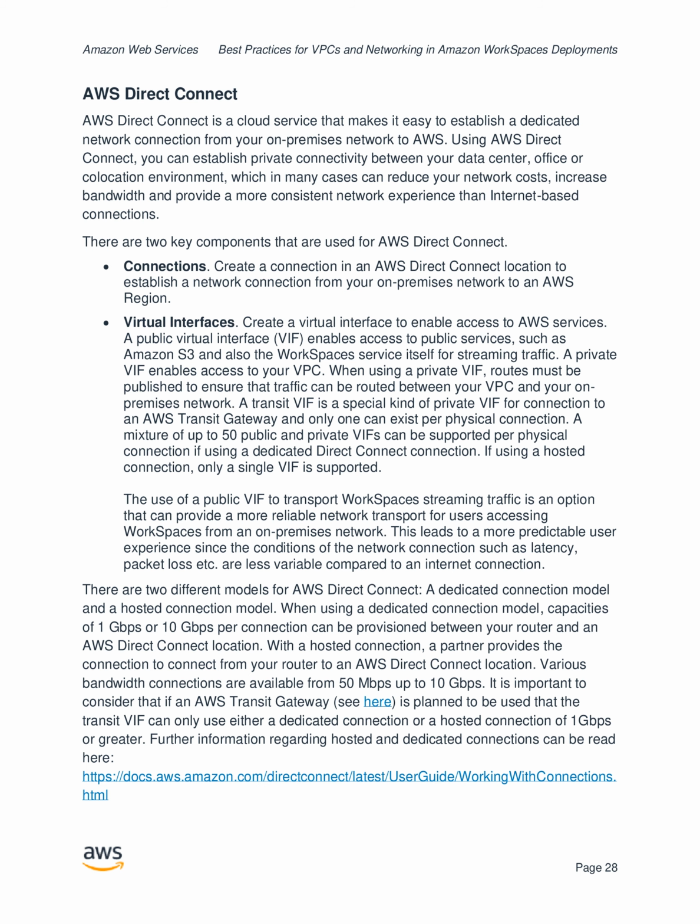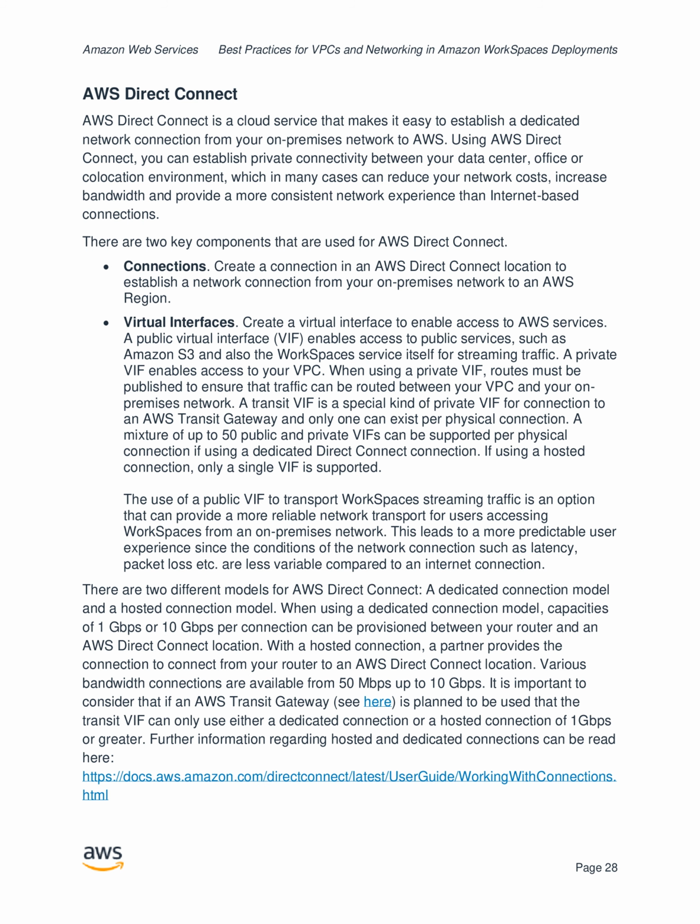There are two key components that are used for AWS Direct Connect. Connections. Create a connection in an AWS Direct Connect location to establish a network connection from your on-premises network to an AWS region. Virtual interfaces. Create a virtual interface to enable access to AWS services. A public virtual interface, VIF, enables access to public services, such as Amazon S3 and also the WorkSpaces service itself for streaming traffic. A private VIF enables access to your VPC.